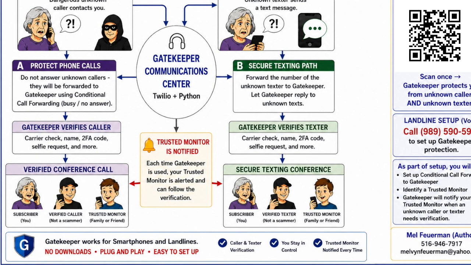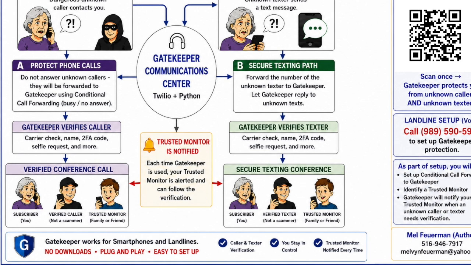Great. Let's go over the setup again. How does setup work? Sure, setup is quick. You scan the QR code and it walks you through two things. First, you set up conditional call forwarding so unknown calls go to Gatekeeper. Second, you add your trusted monitor's number. Once that's done, Gatekeeper is ready to protect you.